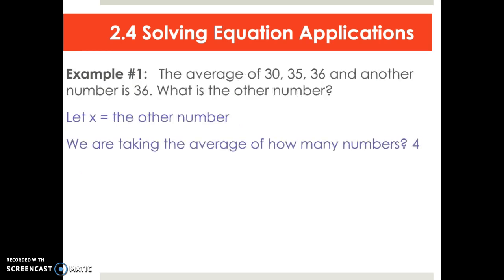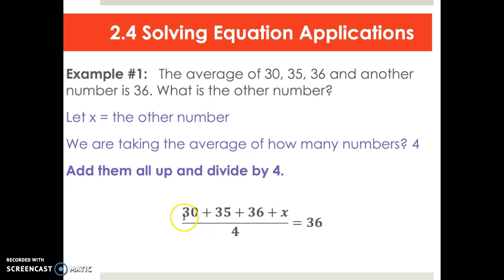So now we know we're taking the average of 4 numbers: 30, 35, 36, and x, which is unknown. So we're going to add them all up and divide by 4. And that's going to look like this. 30 plus 35 plus 36 plus x, all divided by 4. And we know the average of that is equal to 36. So we put our equal sign and equals 36.